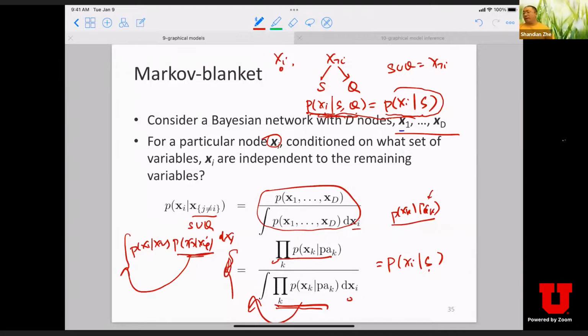Our observation is, if you have any term like P of xj given paj, and xj and paj do not contain xi at all, then this term is viewed as constant in the integration, so it can be moved out of the integration. It also appears in the numerator, so they can be canceled out. That means all the variables in these conditional probabilities will be canceled out, and they will be inside Q. Does it make sense?